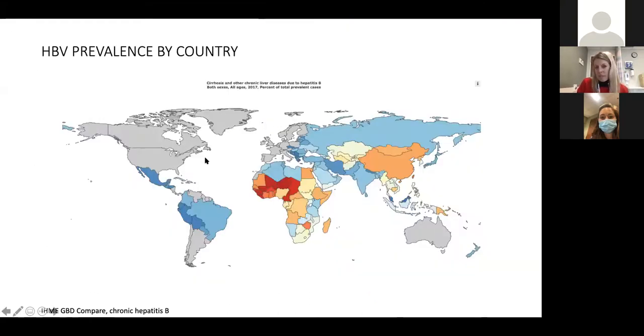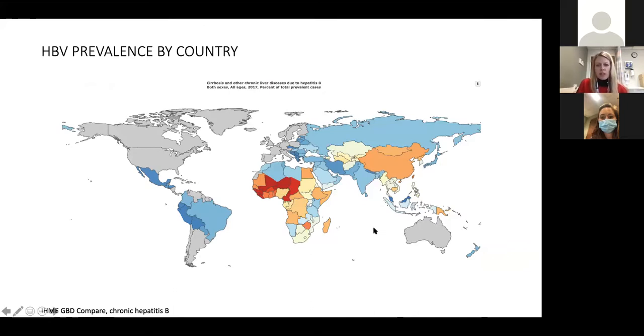So similar to hepatitis A, the burden of hepatitis B is really shouldered by countries outside of the United States. The countries in yellow and orange and red here have a greater than 8% seroprevalence of hepatitis B, with some countries in the Western African region reaching up to about 13% seroprevalence.